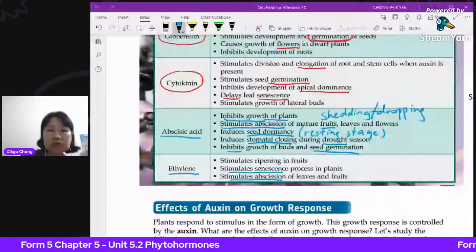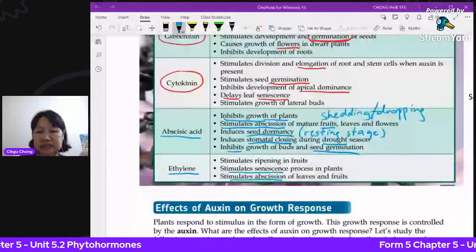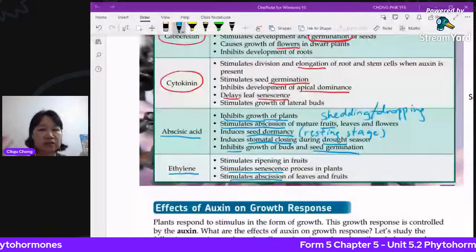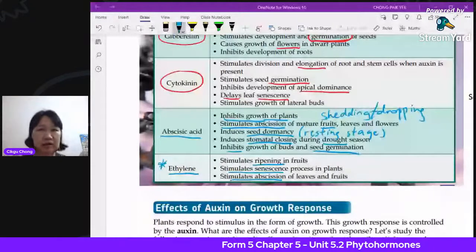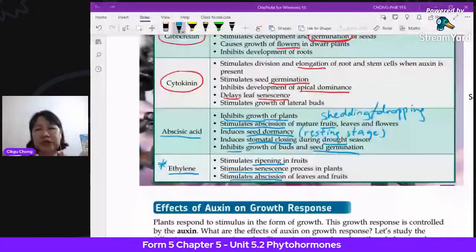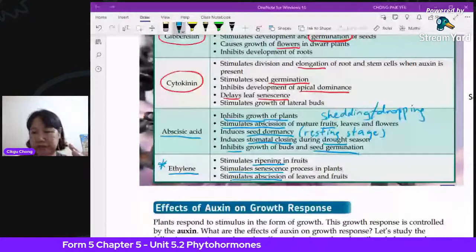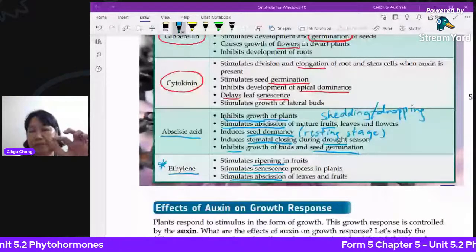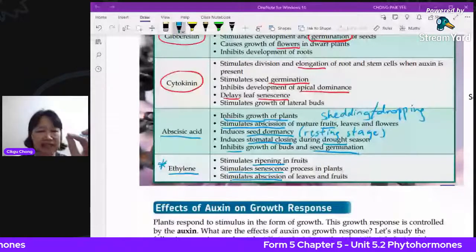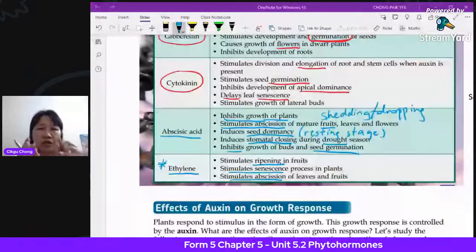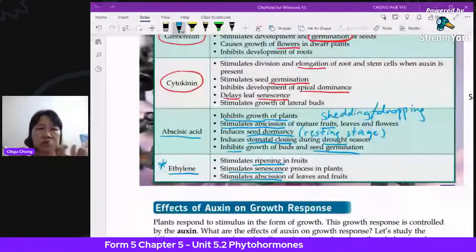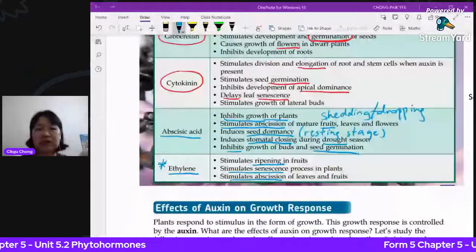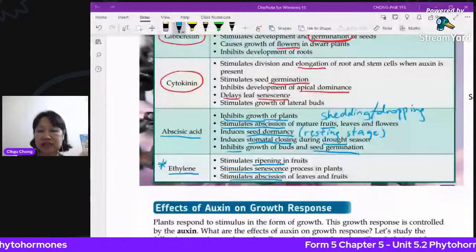It also stimulates the fruit to drop, all right? That means, let's say, for example, the fruit is already ripe. So the stem will dry up because of abscisic acid and also ethylene. So it's going to become dry, and the whole thing is going to drop. Okay, so it stimulates abscission, the dropping of leaves and also fruits.